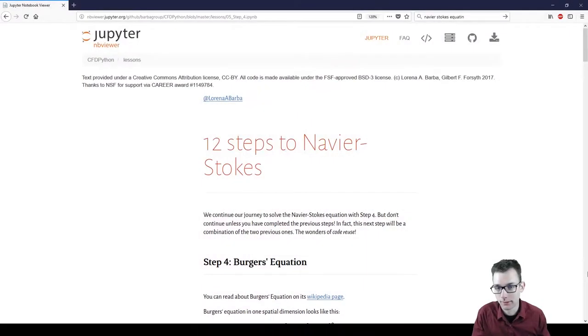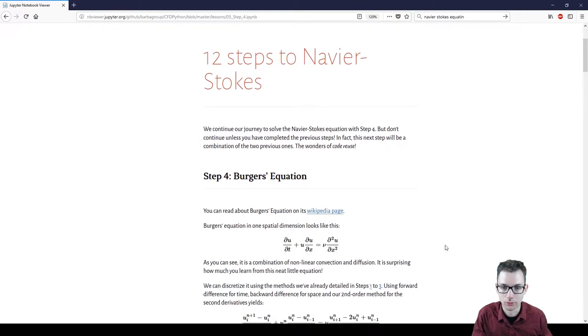Today, step 4 of the 12 steps to Navier-Stokes, and in this case, it's about the Burgers equation. As you know, it's from Lorena Barba, so I'm just referring to her work here. And also, you may know I did a series about implementing this code in MATLAB step by step, so I'm going much quicker through this guide here.